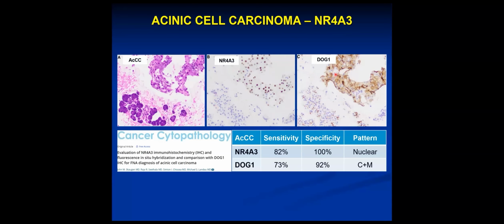And DOG1 is also a good marker because it has a characteristic staining pattern. You can see in the neoplastic cells, it has a luminal and cytoplasmic staining pattern, compared to the benign cells, the majority of which have a basal staining pattern. So in cytology, we usually prefer nuclear markers, and in this case, NR4A3 has good specificity compared to DOG1.